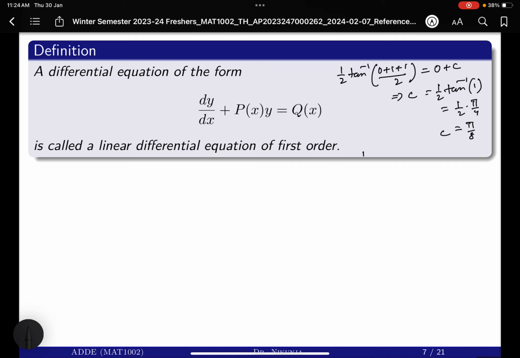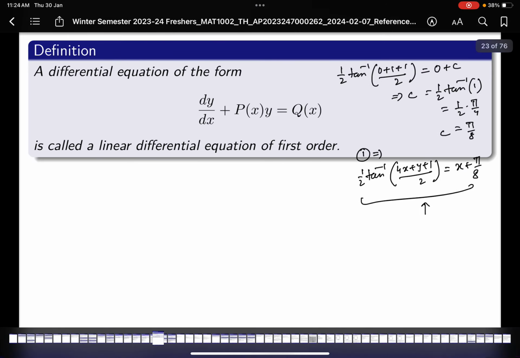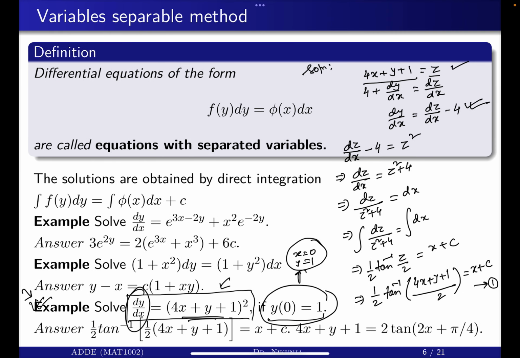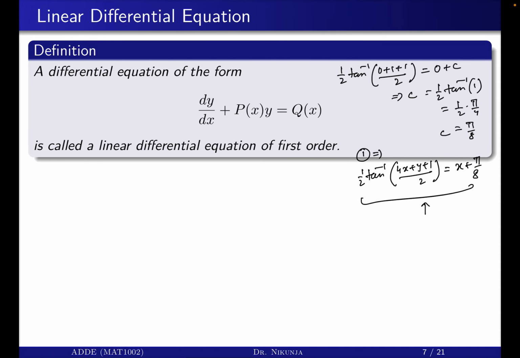Now back substitute in equation 1: half tan inverse of ((4x plus y plus 1) by 2) is equal to x plus pi by 8. This is the final answer, the particular solution. You can write this, or if you want further simplification, you can multiply both sides by 2 and take the tan inverse to the right hand side, and you get this last form. Or you can keep the last line as it is.